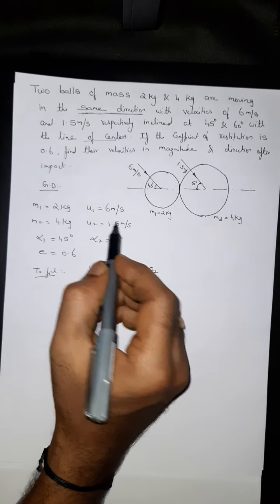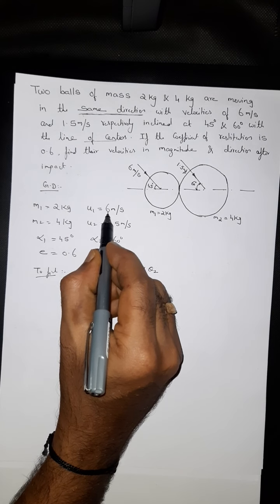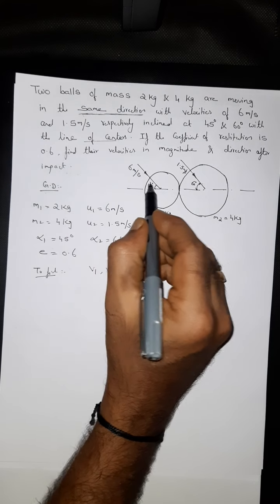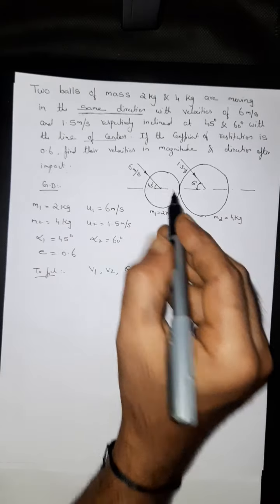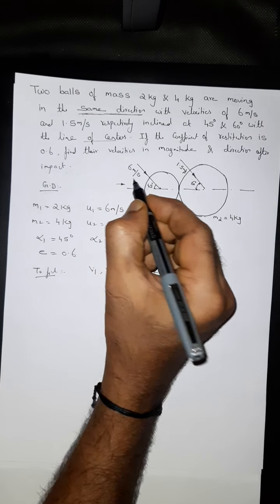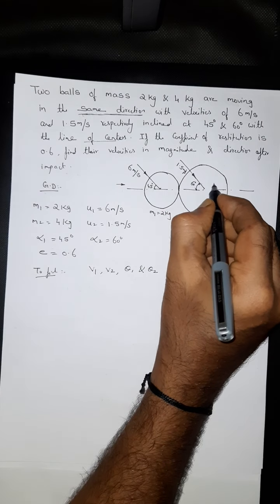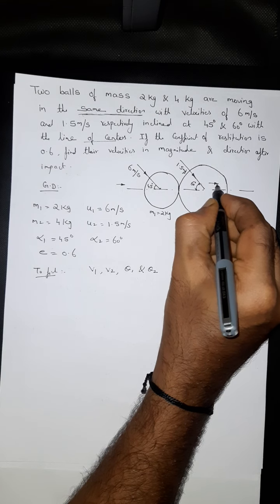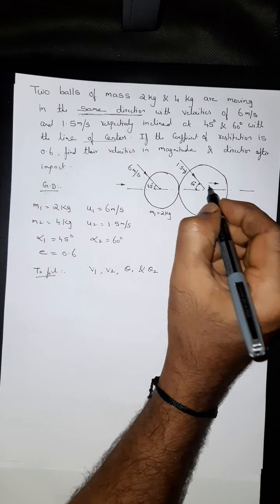Therefore, we consider both initial velocities as positive, because if you consider the horizontal component, it will be in this fashion, and for this one also the horizontal component could be like this. So both are moving in the same direction.